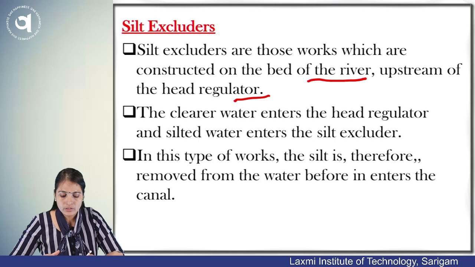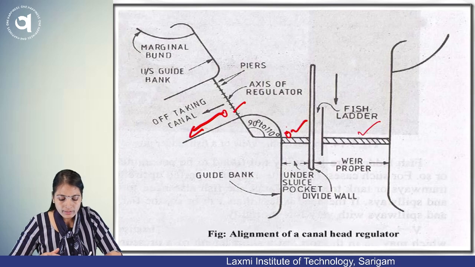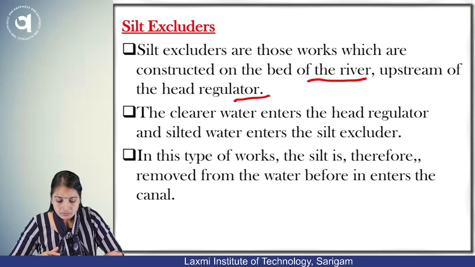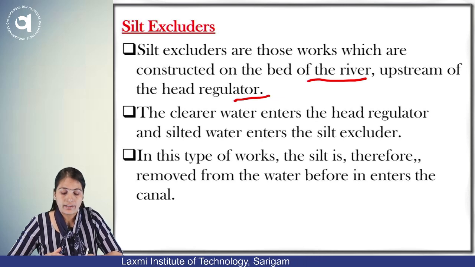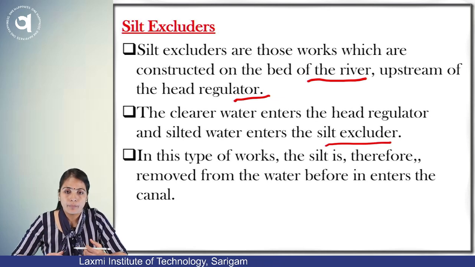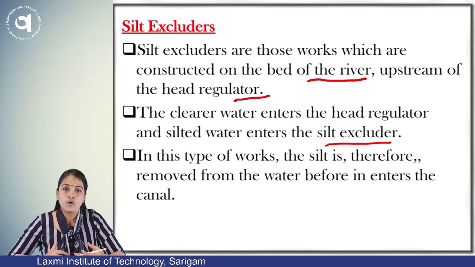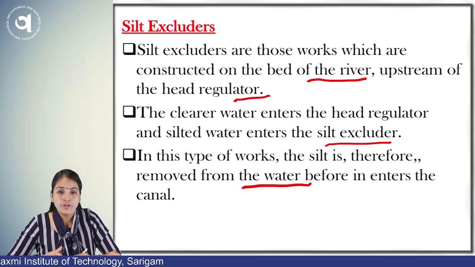So what is a silt excluder? It is provided on the upstream of the head regulator. So this is the upstream of the head regulator, and here is a silt excluder. Why is it provided? The clear water enters the head regulator and the silted water enters the silt excluder. So the silt excluder is provided just to exclude the silt, so that clear water can enter the canal network. The silt is therefore removed from the water before it enters the canal.